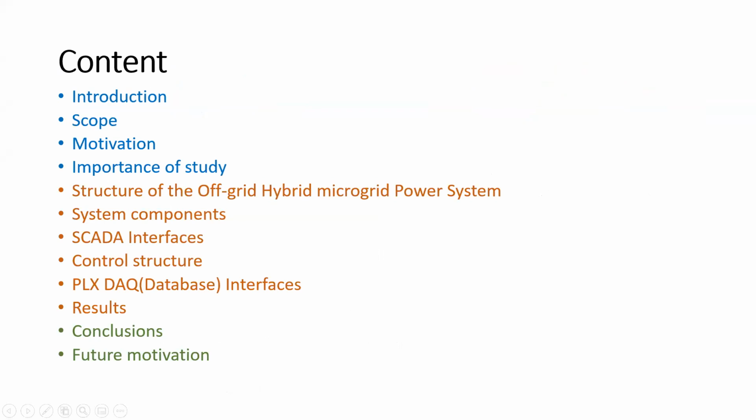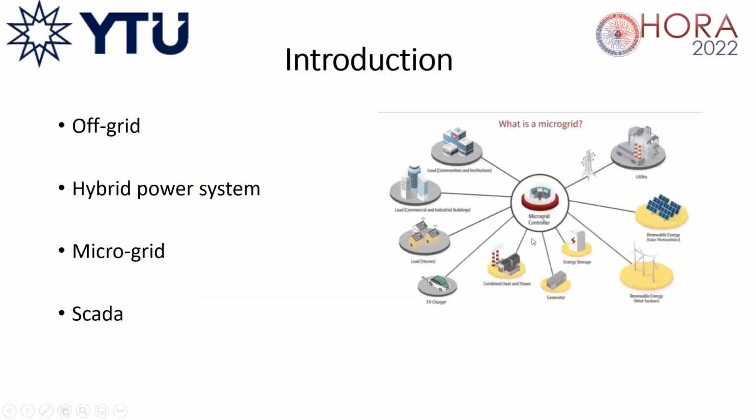My presentation is divided into 11 sections. I give definitions such as what is microgrid, off-grid, etc. in the introduction section. Afterwards, I will talk about our case scope, case motivation, and importance of the study. Next, I will give details and show our off-grid hybrid microgrid system physical model. Following that, I will introduce system components, show SCADA interfaces, and talk about the control structure. And finally, we will look at the PLX stack, results, conclusion, and future motivation. Let's move on to the introduction part.